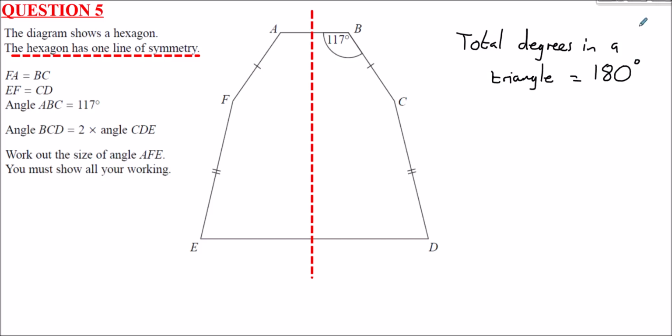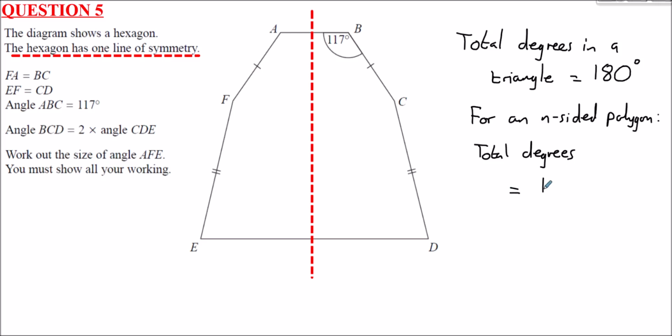And there's a formula for this, which I'm going to explain to you. I'm not going to go into depth. Your teacher may or may not have explained this formula. So for any n-sided shape, for an n-sided polygon, I'll explain this without using the formula as well, so don't panic. Total degrees is always going to be 180 multiplied by the number of sides minus 2.